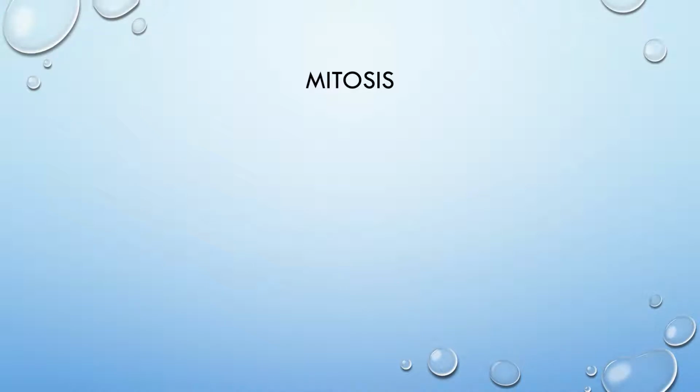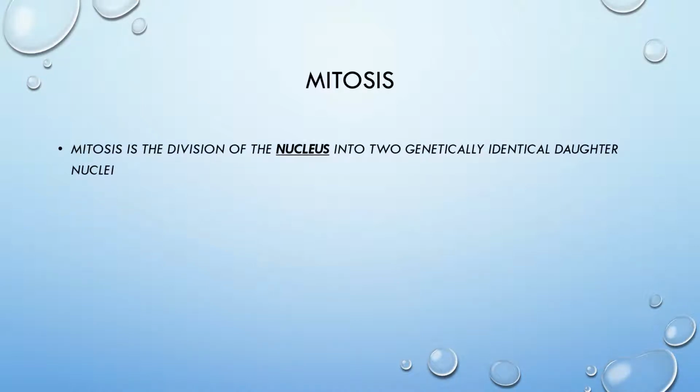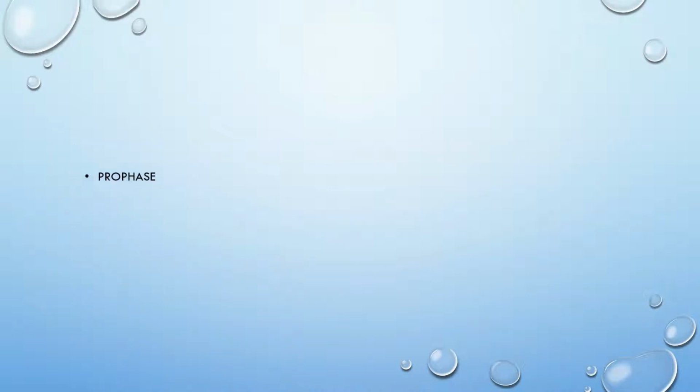So now we're going to go over mitosis, which is the bulk of this unit. Mitosis is the division of the nucleus into two genetically identical daughter nuclei. And as I said earlier, it's the division of the nucleus, not cytoplasm. The division of the cytoplasm we call cytokinesis. There are 4 phases to mitosis: prophase, metaphase, anaphase, and telophase. You guys probably learned this in middle school because I remember I did, but we will go over it briefly.